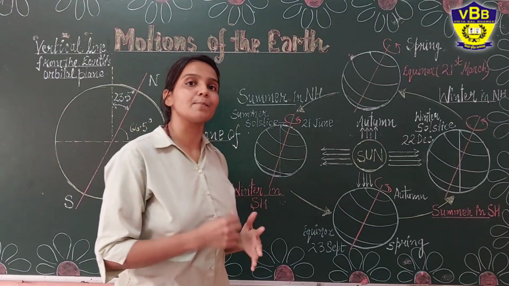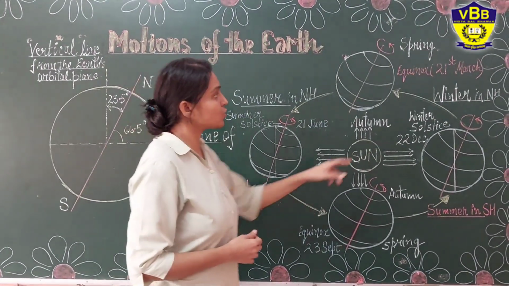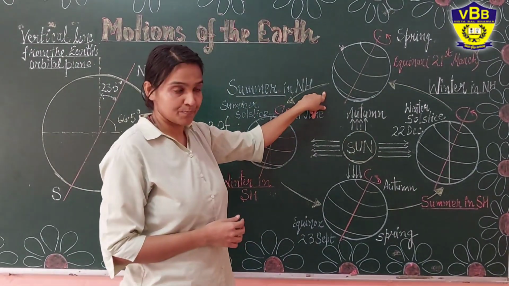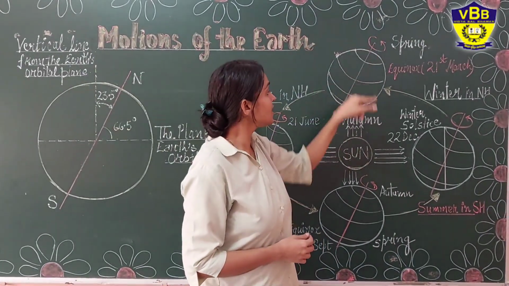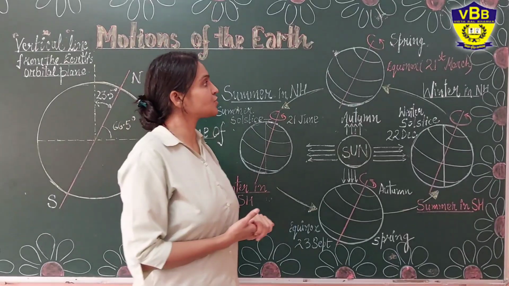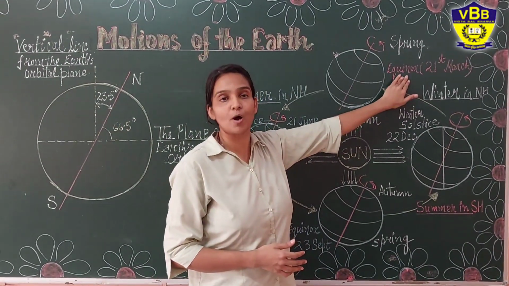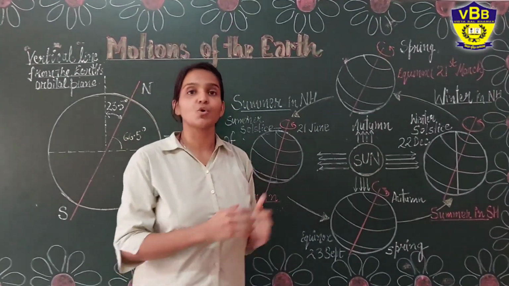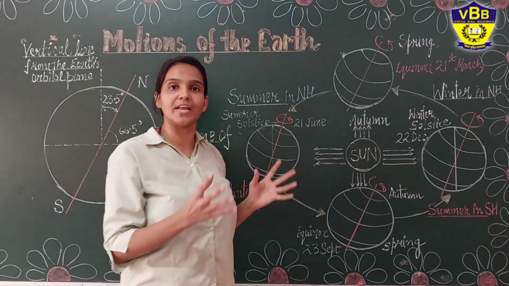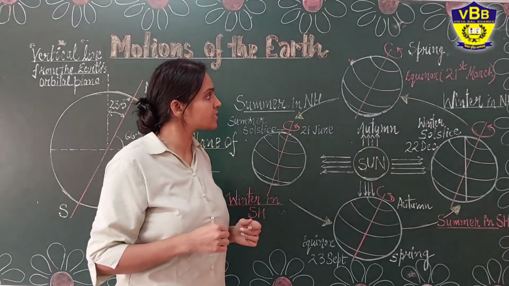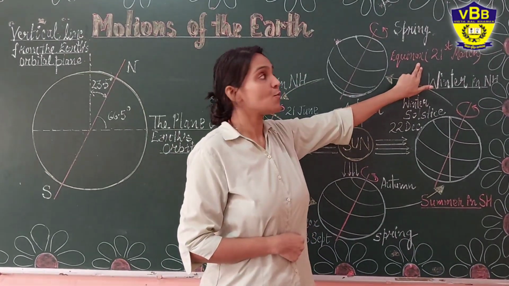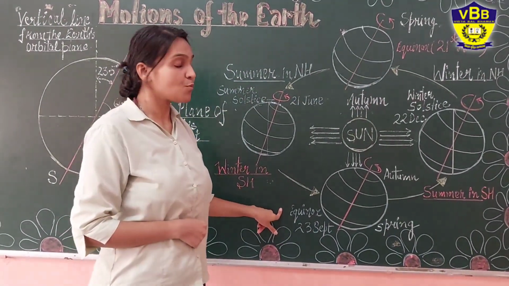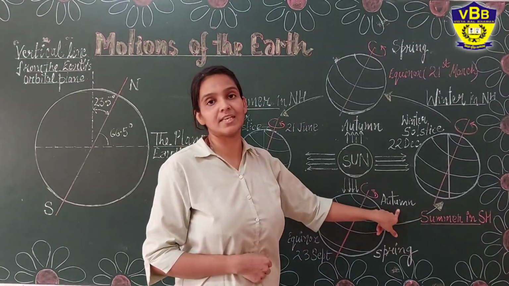Now, we will understand about one more position of the earth that is known as equinox. Now, as you can see in the diagram, you have spring in the northern hemisphere and autumn in the southern hemisphere. This position is known as equinox. Now, how is it formed? At this time of the year, the rays of the sun directly fall on the equator. So, the whole of the earth has equal day and equal night. This position of earth is known as equinox. It happens on 21st March when we experience spring in the northern hemisphere, and it happens on 23rd September when we have autumn season in the northern hemisphere.